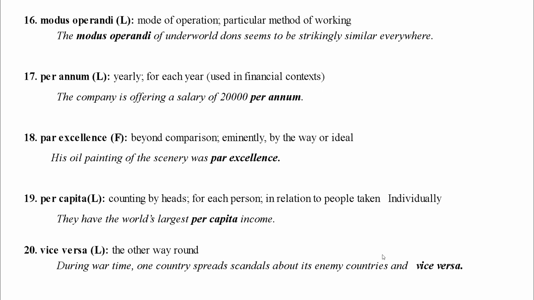Next is per annum. Yearly, for each year, used in financial context. Per annum, the company is offering a salary of 20,000 per annum. Per annum means per year. It is of Latin origin. Yearly, for each year. So that person will be receiving, if you divide the per annum money by 12, you will come to understand the monthly salary. So if you are getting 20,000 per annum, just divide it by 12 and understand how much it is.